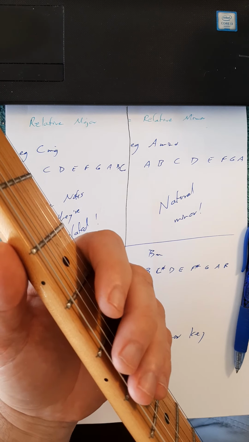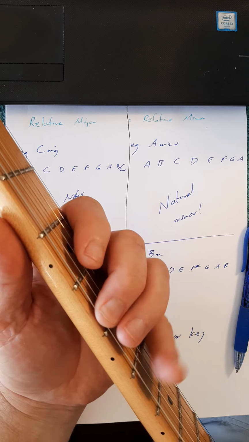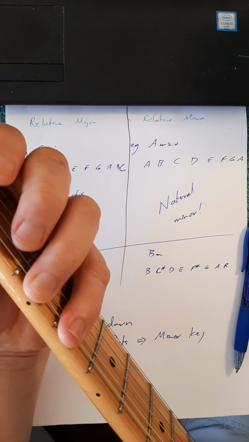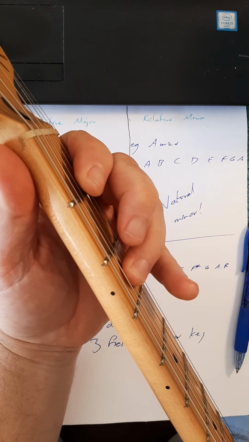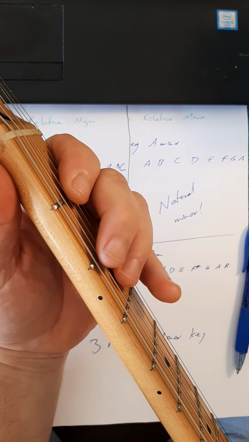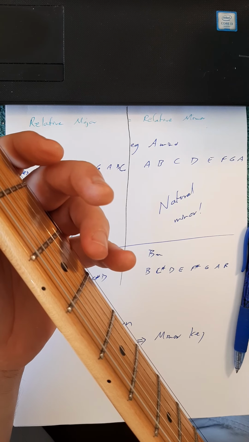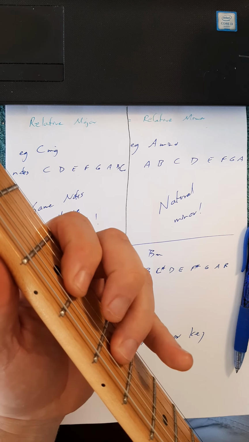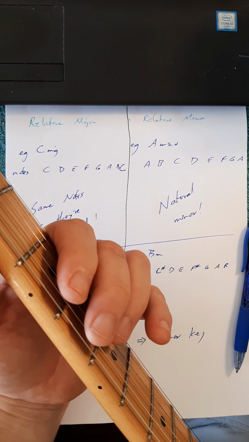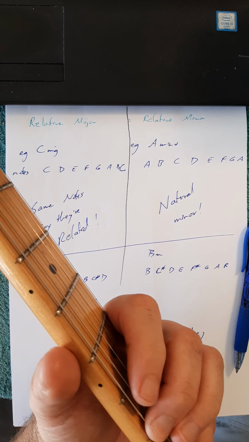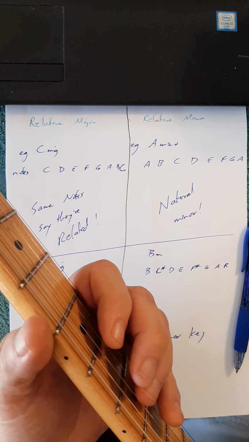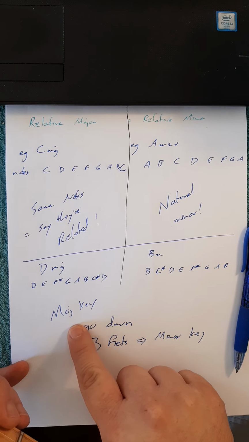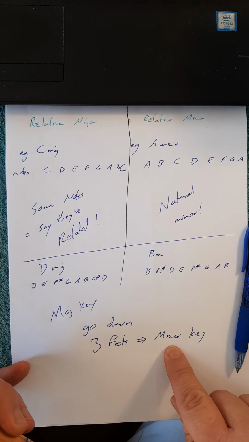If I was playing in the key of A flat major, I'd count 1, 2, 3, and there's my minor. And of course, that's reversible. If I have my minor key and I say, well, what's my major? And I say, well, G minor. Okay. This time I'm already on the minor, so I must go up 3, 1, 2, 3. And there's my major. So it's as simple as that. From major, it goes down 3 frets to the minor.